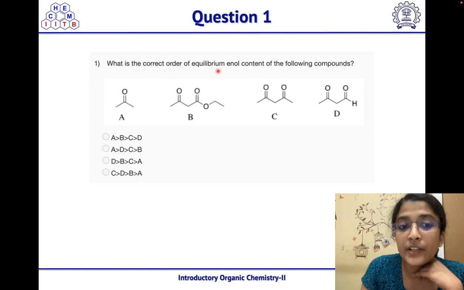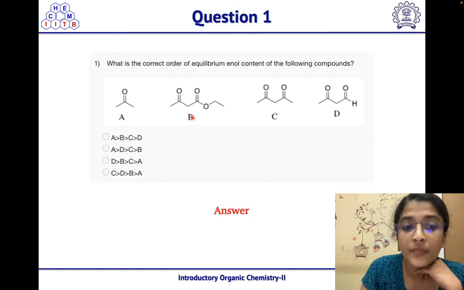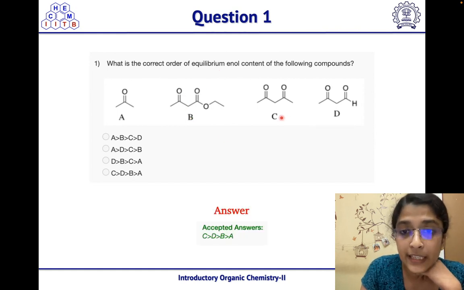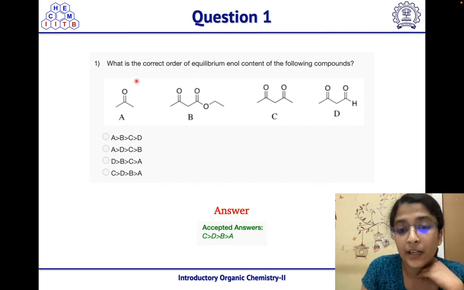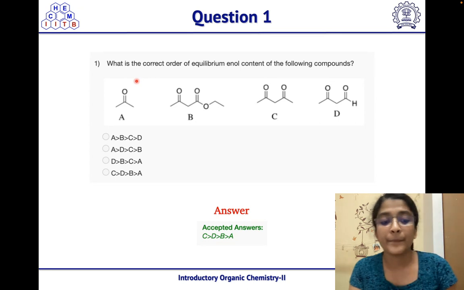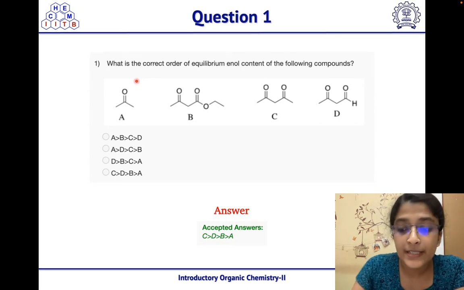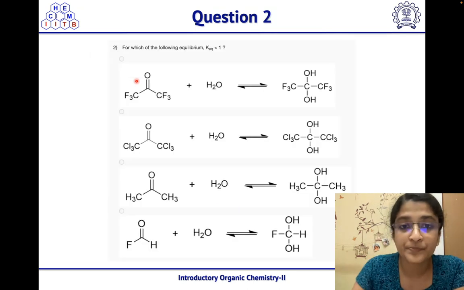So the correct order will be C, which is this diketone, greater than D, then B, and finally A. Is this clear? Yes, ma'am. Okay. Now we can move towards question 2.